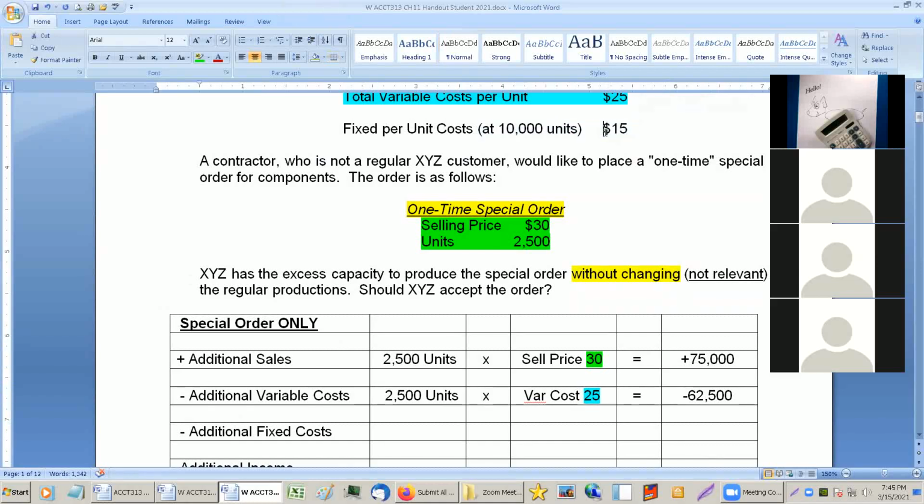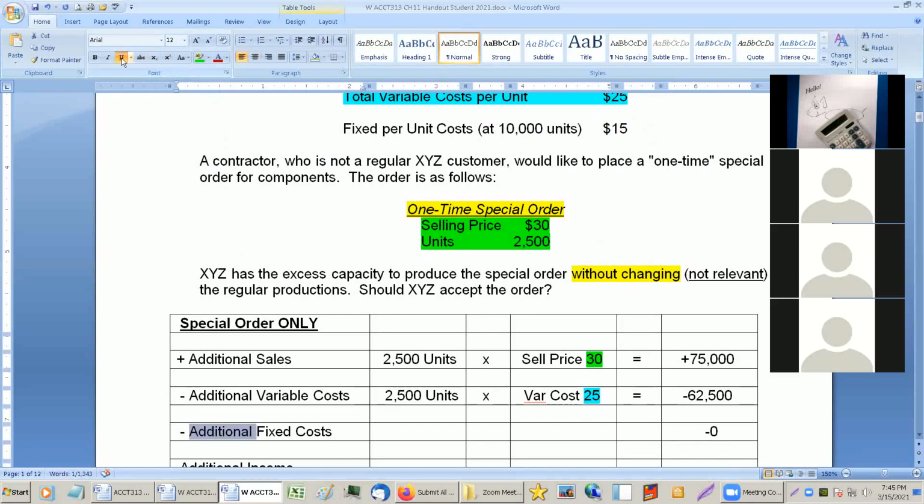So what is that? 10,000 at 15 would be 150,000, yeah. But it's not going to change when we get the special order, right? It's still going to be 150,000. So let's say it's our rent. Let's say the rent is 150,000. Kind of a lot of rent, but whatever. If it's 150,000, it's not going to change with the special order. There won't be any additional fixed costs. So this will just be 0, or I guess -0. Right, because it's additional.